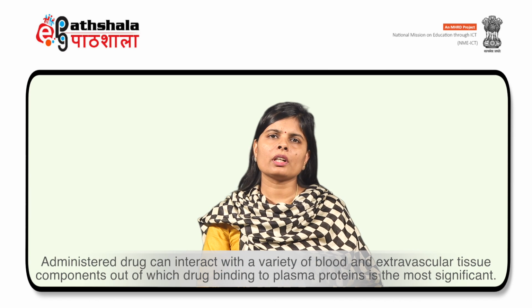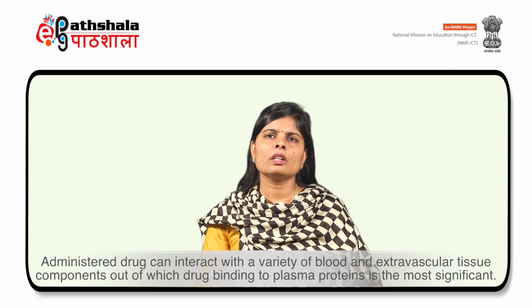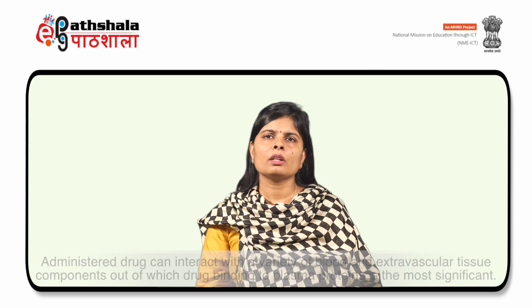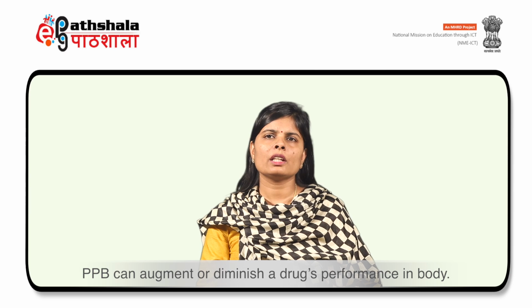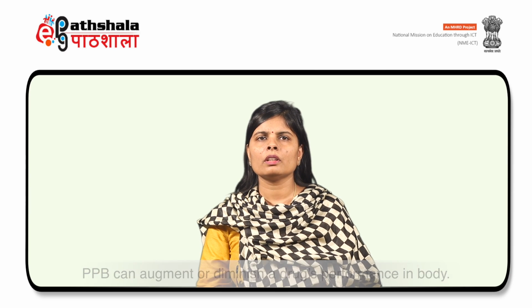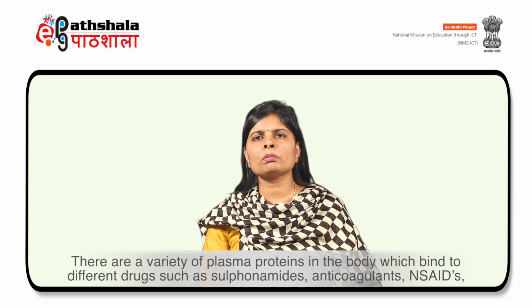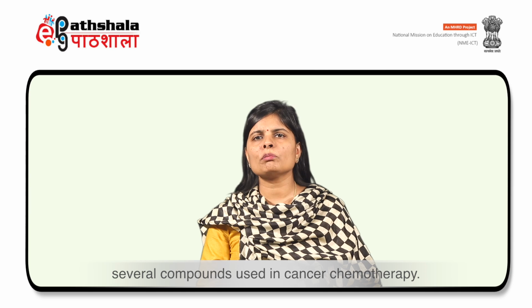An administered drug can interact with a variety of blood and extravascular tissue components, out of which drug binding to plasma protein is the most significant. Plasma protein binding can augment or diminish a drug's performance in the body. There are a variety of plasma proteins in the body which bind to different types of drugs such as sulfonamides, anticoagulants, NSAIDs and several compounds used in cancer chemotherapy.